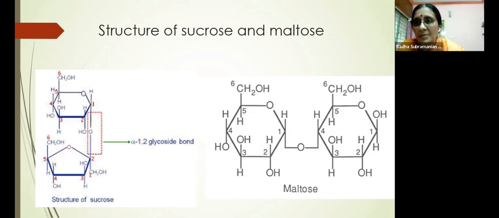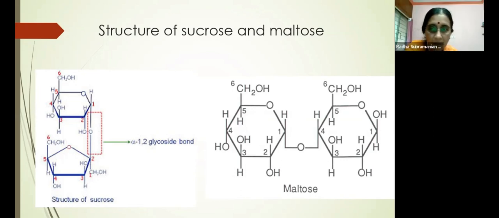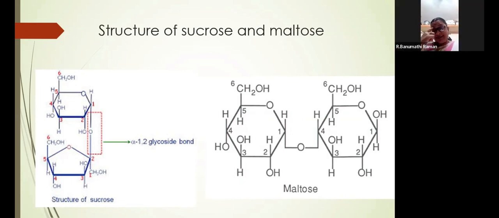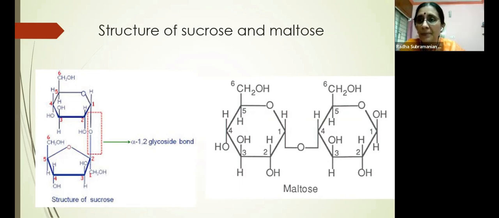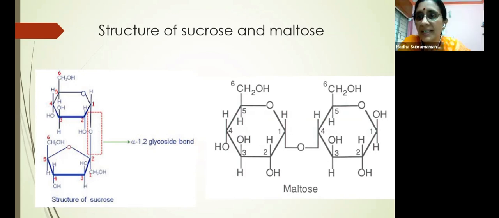What is that reaction which helps us identify that there is a primary alcohol? Which reaction of glucose helps us identify the presence of primary alcohol? On oxidation with what? Bromine. Oxidation with bromine gives us gluconic acid. That's a mild oxidizing agent. So a mild oxidizing agent converts aldehyde to carboxylic acid, which is gluconic acid.